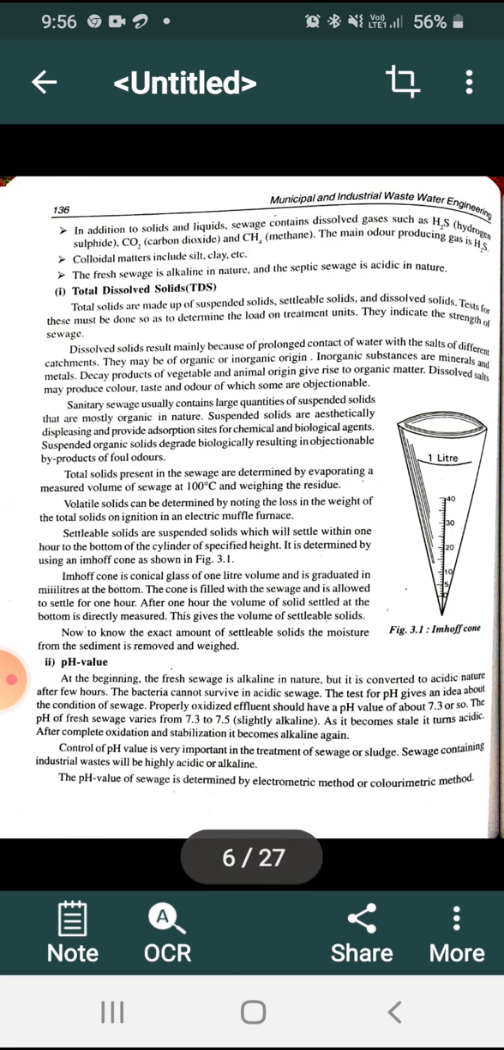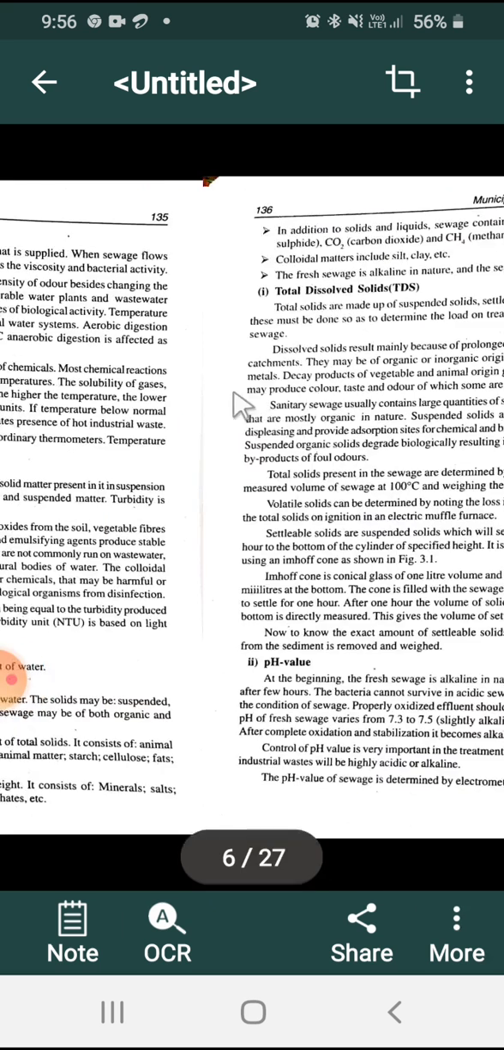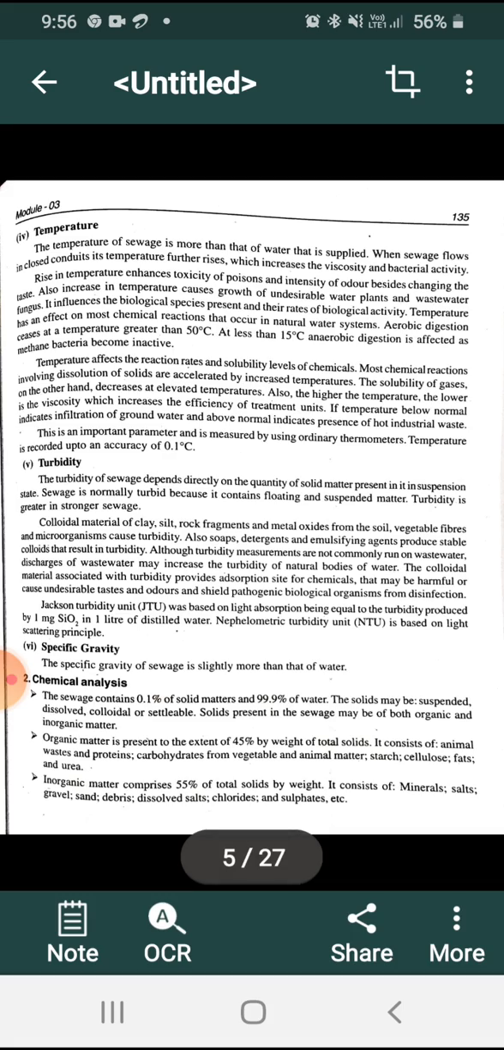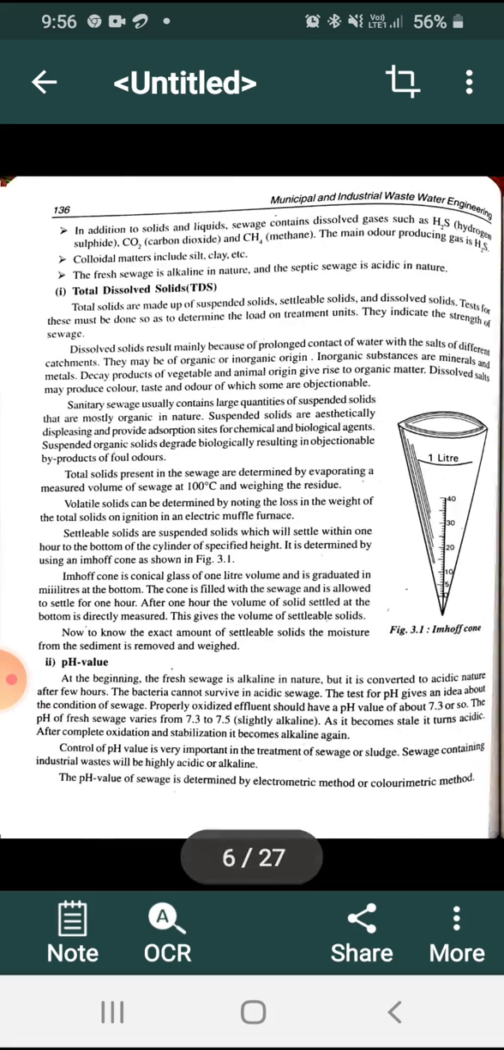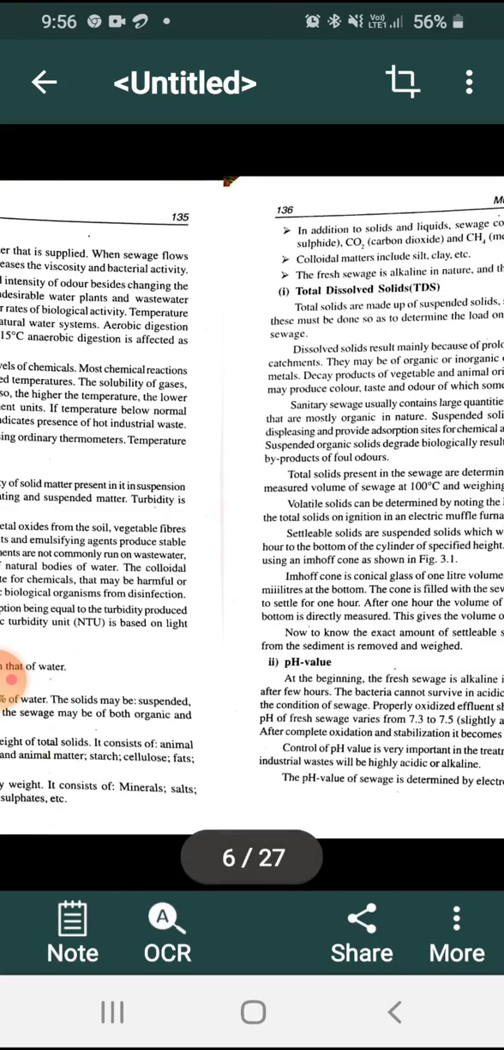Next, I am going to take you to chemical analysis. Let us see chemical analysis. Here they have given total dissolved solids. Actually, does that come under physical or chemical?